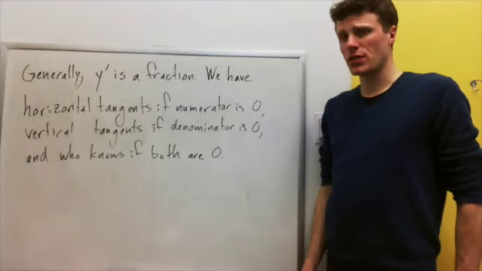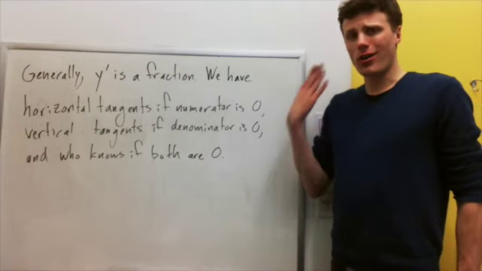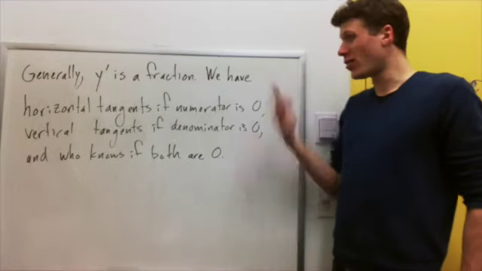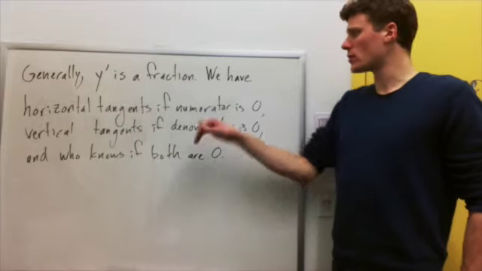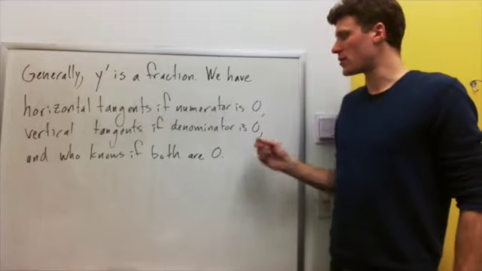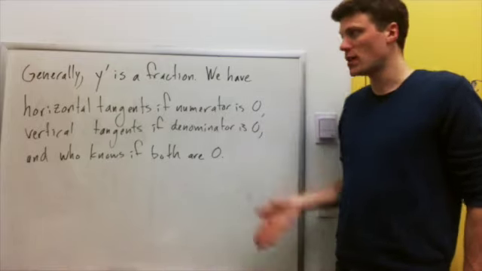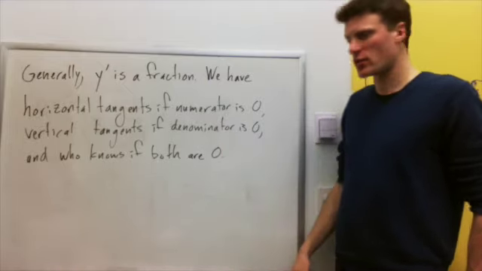Generally, when we do implicit differentiation, y prime ends up being a fraction. So we're often interested in finding out when a curve has a horizontal tangent, and also here we might be interested in when a curve has a vertical tangent. Well, it turns out that we're going to have a horizontal tangent if the numerator is 0, which means that y prime is 0. A vertical tangent if the denominator is 0, which really means that we're dividing by 0, so in a sense, y prime is plus or minus infinity. And actually, what happens if both are 0? Who knows? It's hard there. And we're not going to get into that sort of thing, so don't worry.